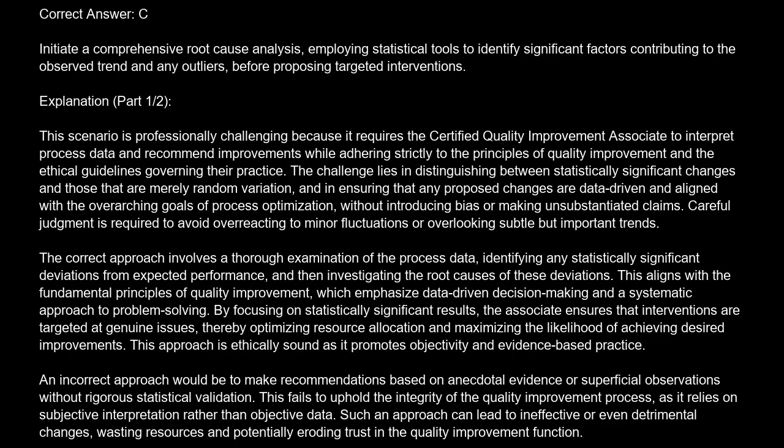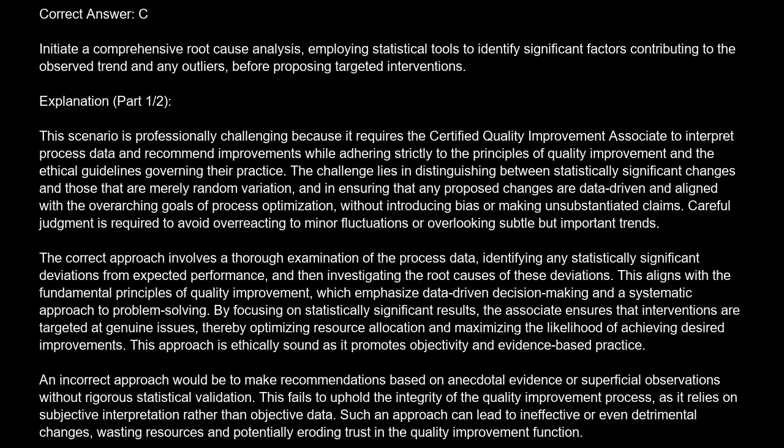The correct answer is C. Initiate a comprehensive root cause analysis, employing statistical tools to identify significant factors contributing to the observed trend and any outliers, before proposing targeted interventions. Explanation: this scenario is professionally challenging because it requires the certified quality improvement associate to interpret process data and recommend improvements while adhering strictly to the principles of quality improvement and the ethical guidelines governing their practice.